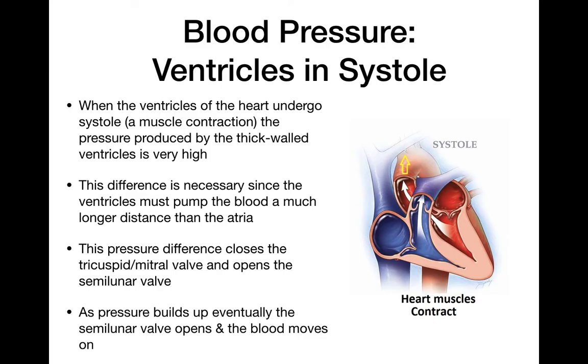So this pressure difference is enough to then close the valves here, the tricuspid and mitral valves, the AV valves, and then open up the semilunar valves, also known as the pulmonary and aortic valves. As this pressure builds up and builds up, eventually the valves are going to open and the blood moves on to the lungs or on to the entire body.